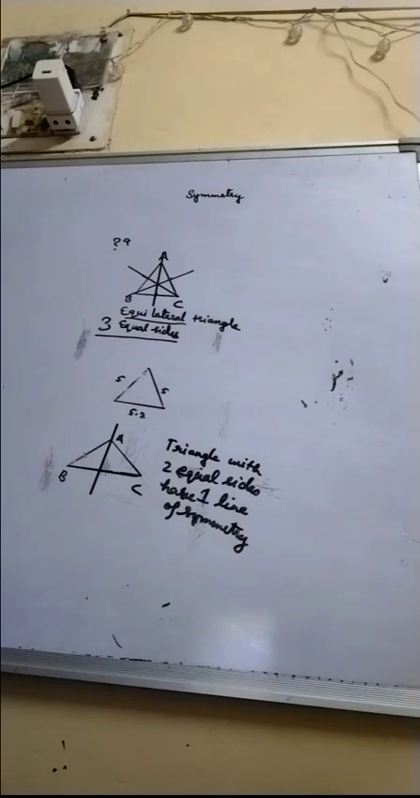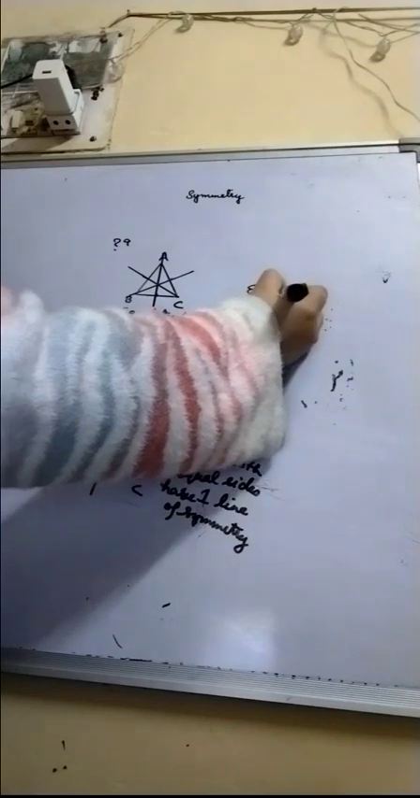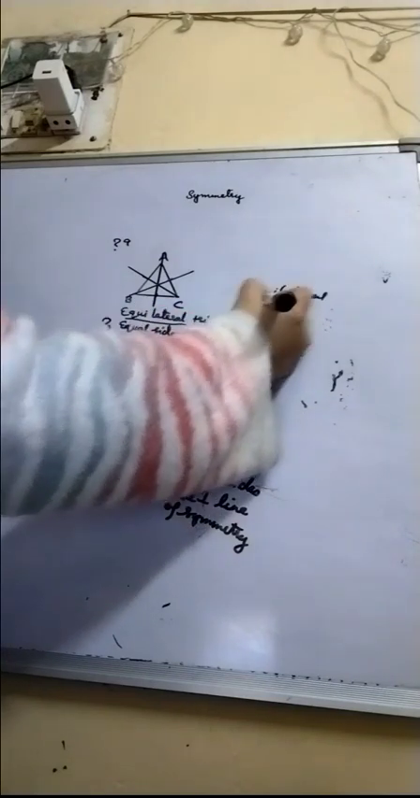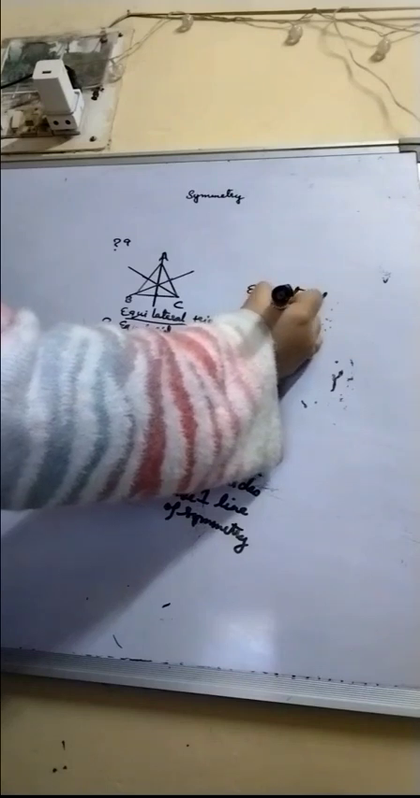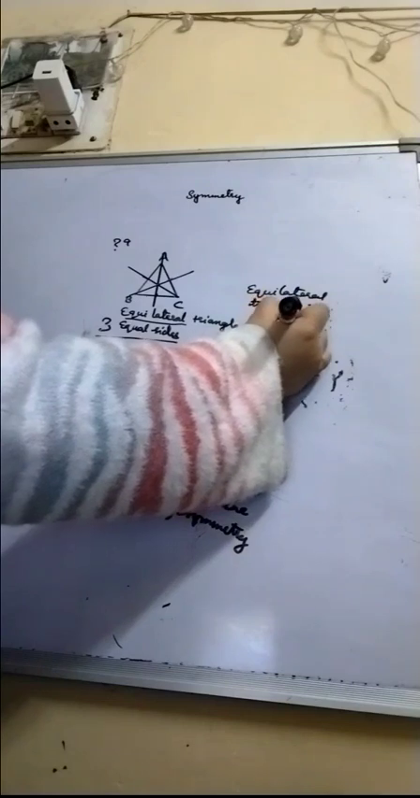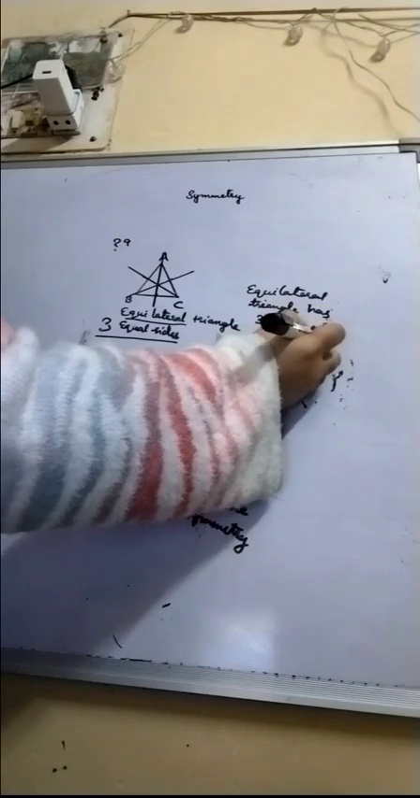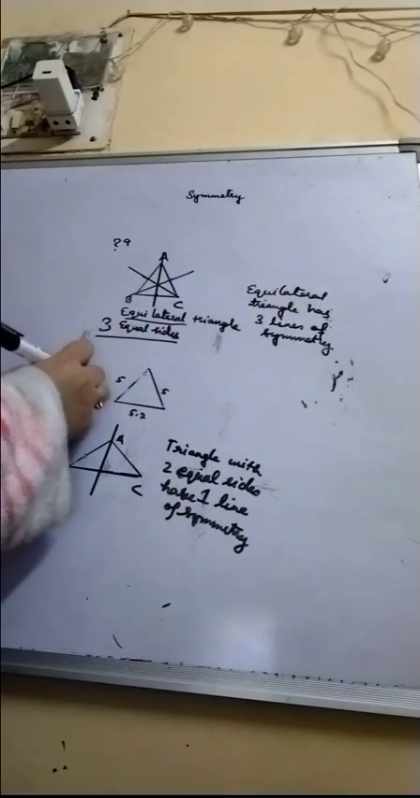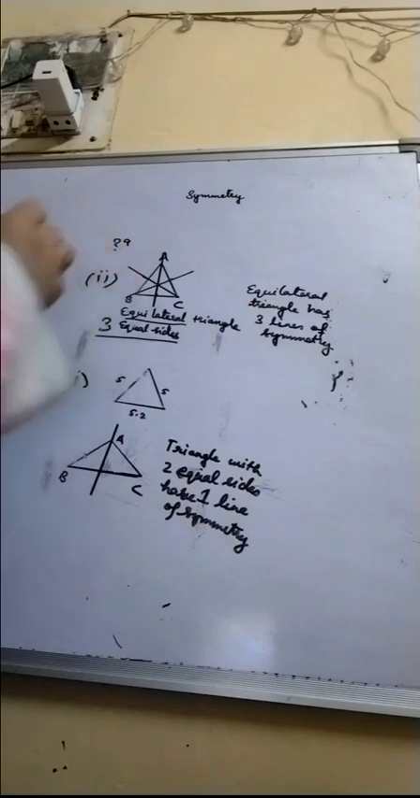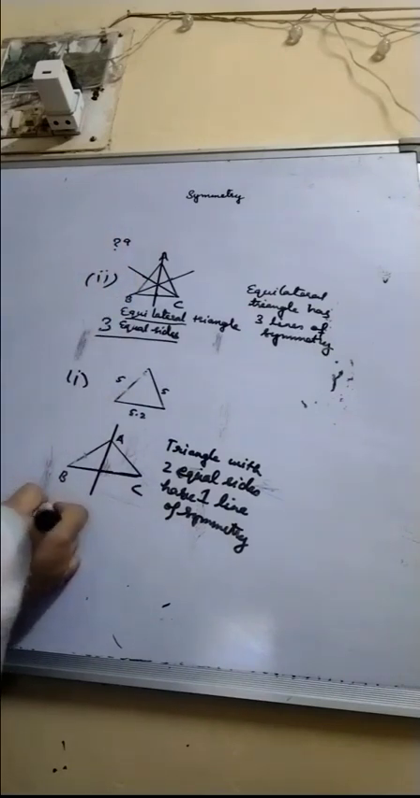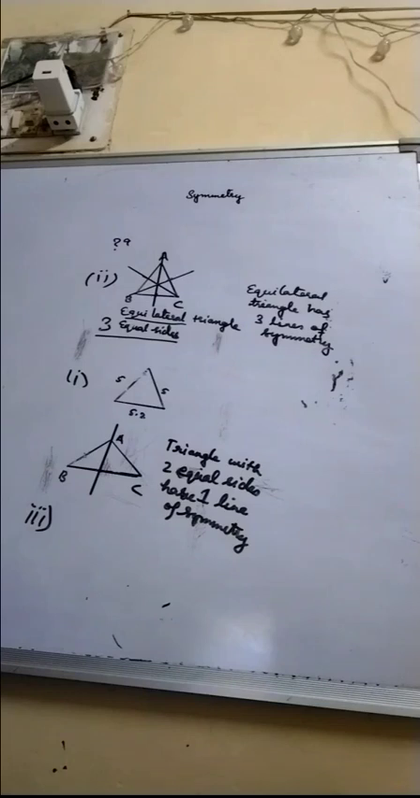And then it is a triangle with exactly three lines of symmetry. So this we have already done. The equilateral triangle has three lines of symmetry. So this becomes the first part, this becomes the second part. Then the third part is a triangle with no line of symmetry.